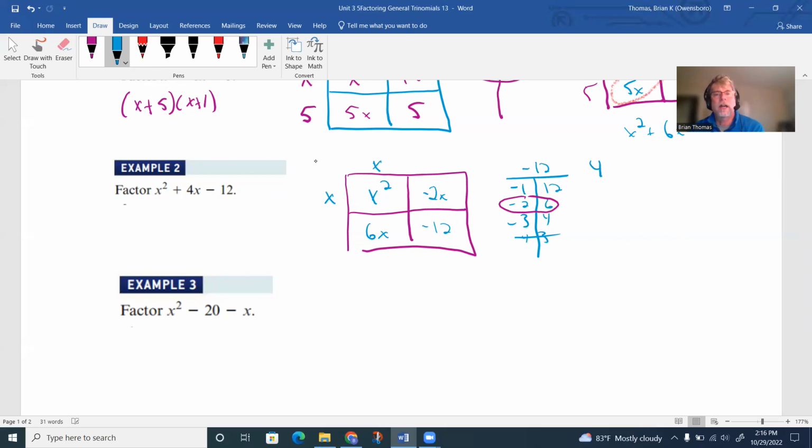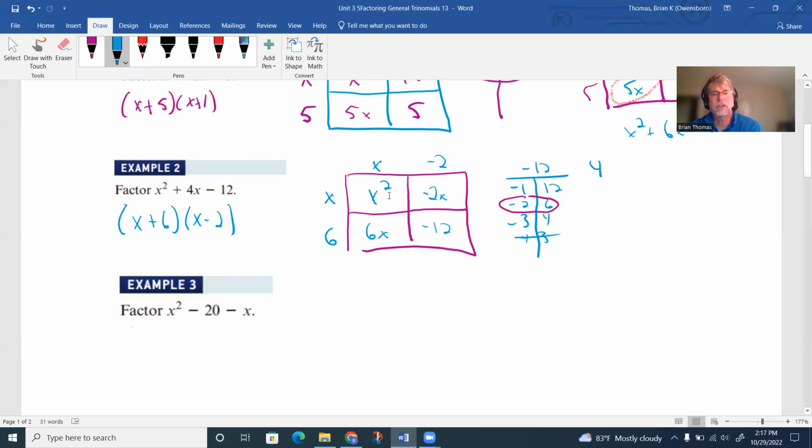Then notice that x times negative 2 would give me a negative 2x. And then down here, what times x gives me 6x? That would have to be a 6. And then 6 times negative 2 does give me a negative 12. So I have completed the factorization. Remember that the factorization is the outside edges, which is x plus 6 times x minus 2. And again, order does not matter. If you had x minus 2 times x plus 6, that would still be correct.